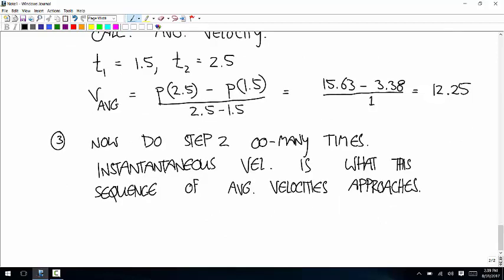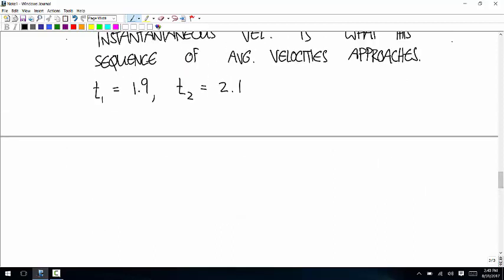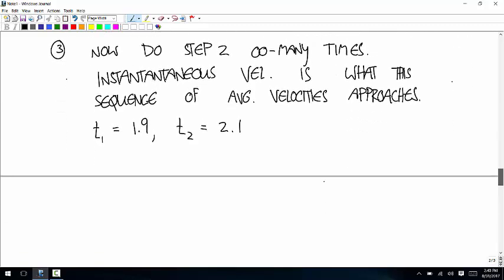Okay, so let's take T1 equals 1.9 and T2 equals 2.1. Each time, are you supposed to get closer and closer? Yeah, we're pinching a little more each time. That's exactly right. So the average velocity with these two is the position at 2.1 minus the position at 1.9 divided by 2.1 minus 1.9.